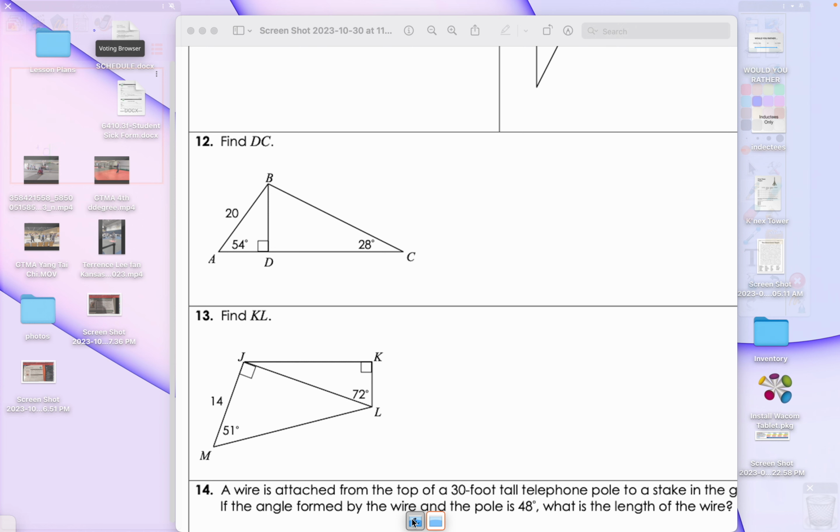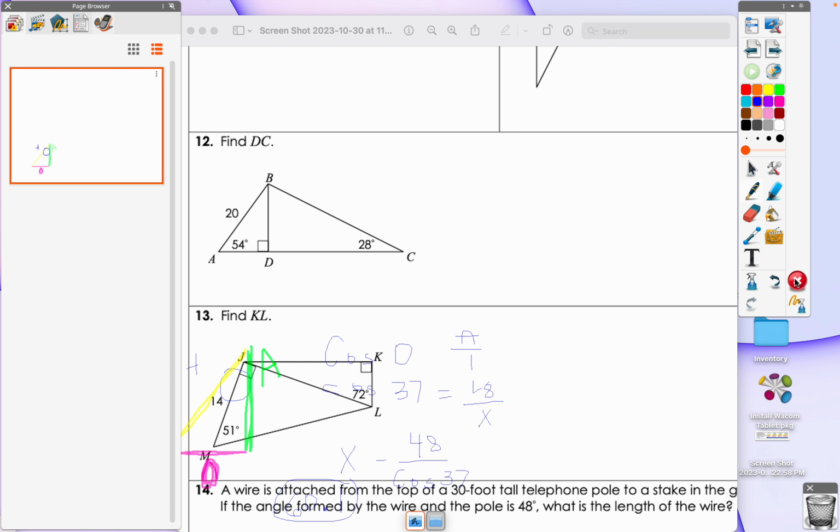So everybody look at number either 12 or 13, but I'm going to look at number 12. All right, it says to find DC, which is this length, this side of the triangle on the right. Now remember, there are 3 triangles in this problem. You've got triangle ABD, you've got triangle BDC, and you have triangle ABC. Well, they just want the length from D to C.